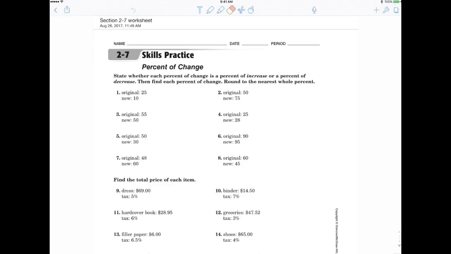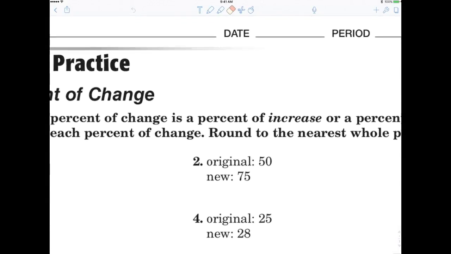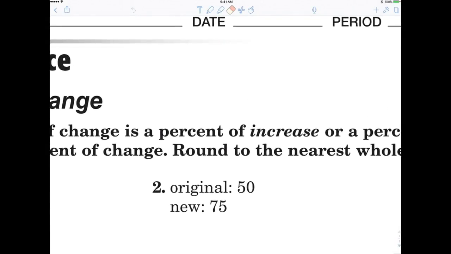Okay, so today's new lesson is finding the percent of change. Whether it's an increase or a decrease, we don't really need to discuss because obviously if it goes up, it's an increase. If it goes down, it's a decrease. What you need to know is the formula. Does anybody remember the formula from last year?